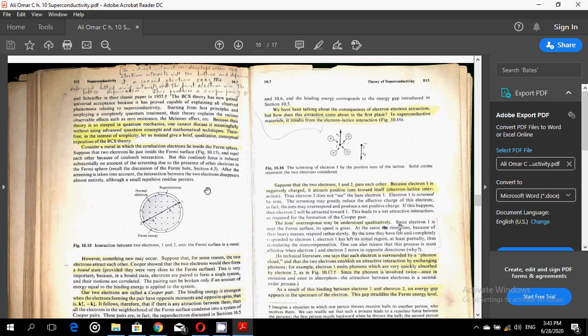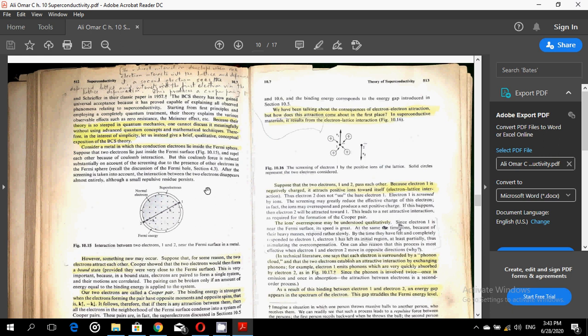Okay, they are repelling, but now this lattice involvement surrounding one electron makes it positively charged for electron 2, so they will have this attractive interaction. So this leads to a net attractive interaction as required for the formation of the Cooper pair.